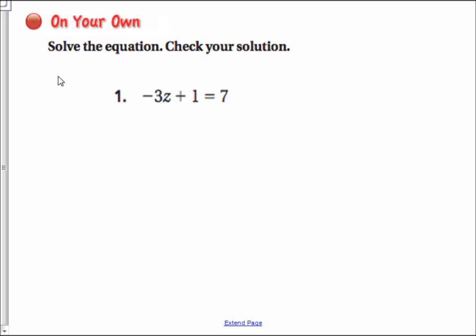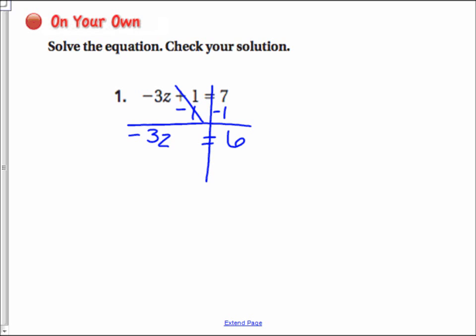Our goal is to get the variable by itself. The variable is z. So I see that I have addition. I'm going to go ahead and get rid of that addition by using subtraction. Like pairs, or zero pairs, cancel out. And I have negative 3z equals 7 minus 1 is 6.